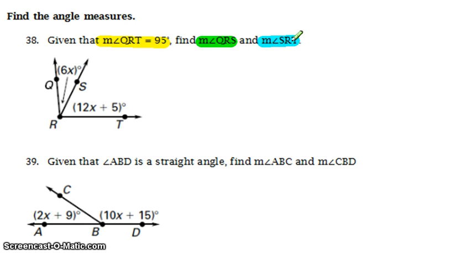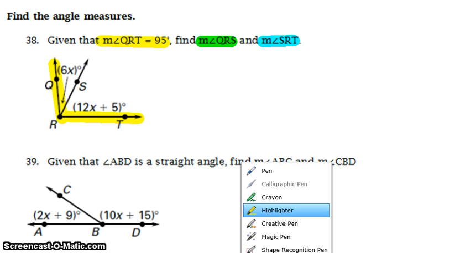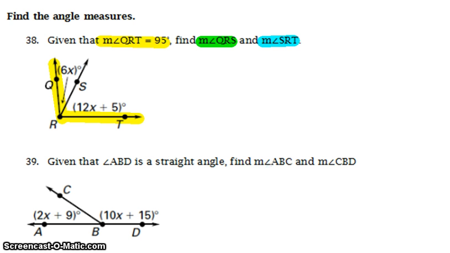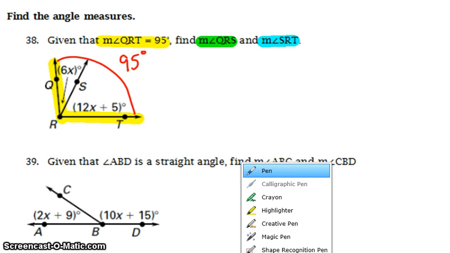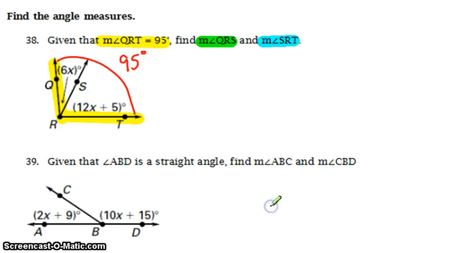Now let's look and see what we're given. Well, they tell us that the measure of QRT is 95. What is QRT? QRT is that angle. Well, they didn't mark that in there, did they? No. So let's mark that in. So the measure of this whole angle here is 95 degrees. Then they want us to find the measure of QRS and SRT. QRS is this angle here, and SRT is this angle here. So notice they gave us the whole and they want us to find the parts.